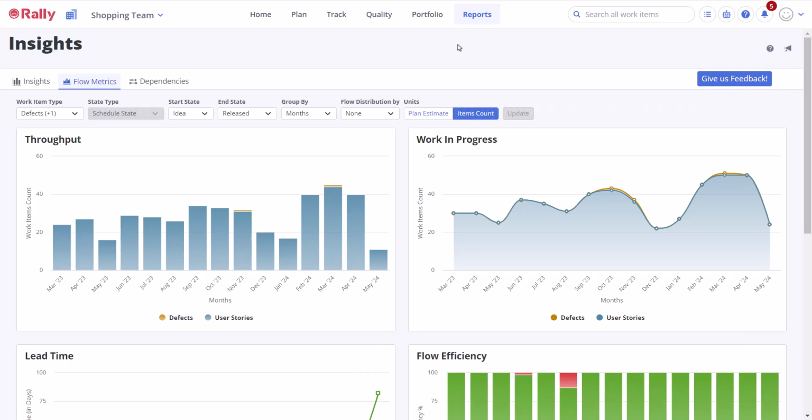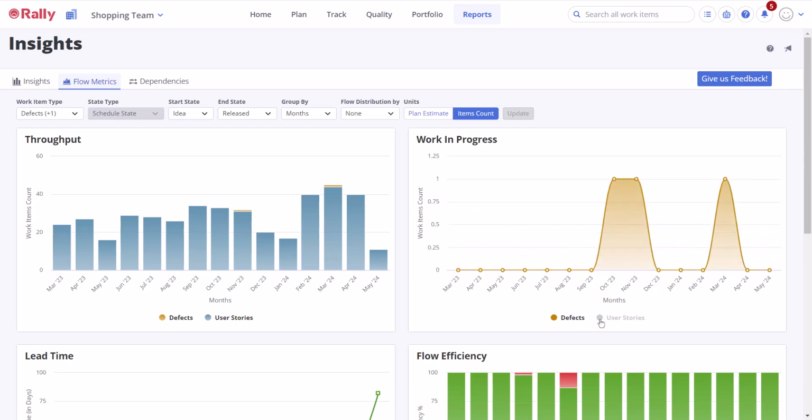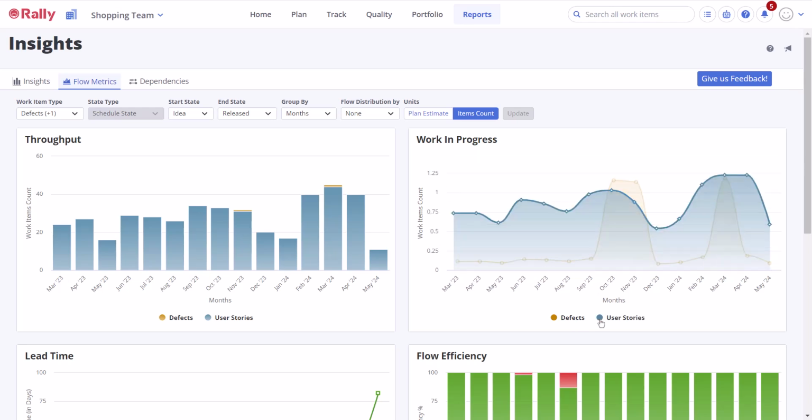Each chart includes color-coded lines or graphs to visually represent the data. You can hover over any graphical element in these charts to see the specific data behind it. Hover over an item in a chart legend to highlight that metric in the chart. Select any item in a chart legend to hide or show the metrics for that item. Let's take a look at the charts in more detail.